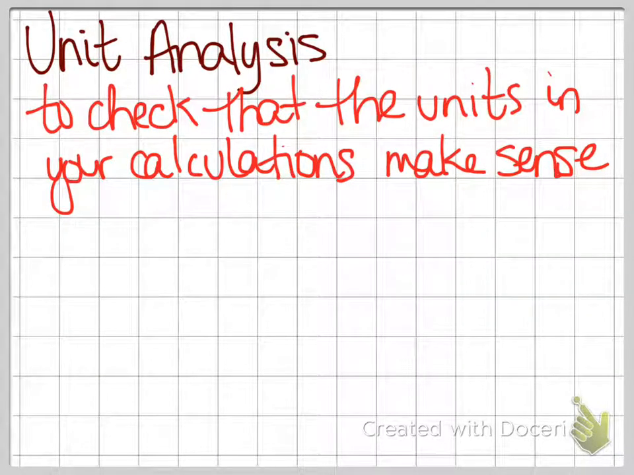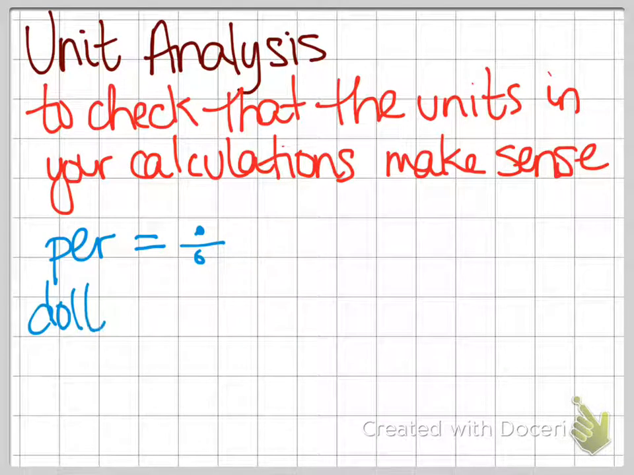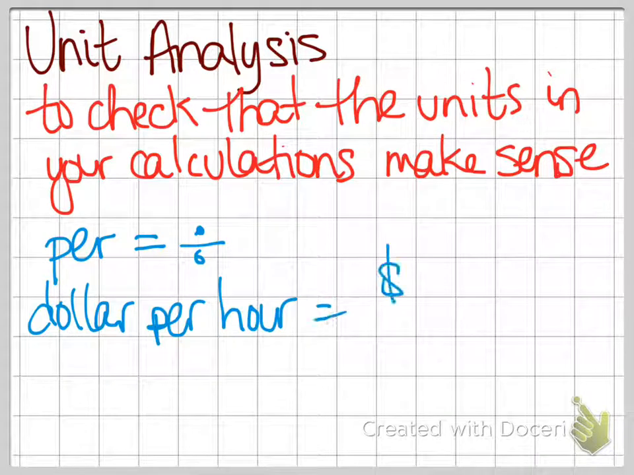We use unit analysis when we're given a problem with real-life rates and ratios, so that we can check and make sure that our answer and our calculations make sense. So you need to remember that the word per means division. So if I have dollars per hour, I can rewrite this as dollars divided by hours. And so then whatever numbers I have, I can write them as a fraction, and I can change my units to more friendly units perhaps.